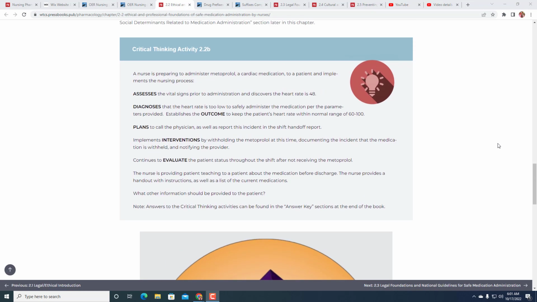Here is Critical Thinking Activity 2.2b. A nurse is preparing to administer metoprolol, a cardiac medication, to a patient and implements the nursing process. Assesses the vital signs prior to administration and discovers the heart rate is 48, so the patient is bradycardic. Diagnoses that the heart rate is too low to safely administer the medication per the parameters provided.